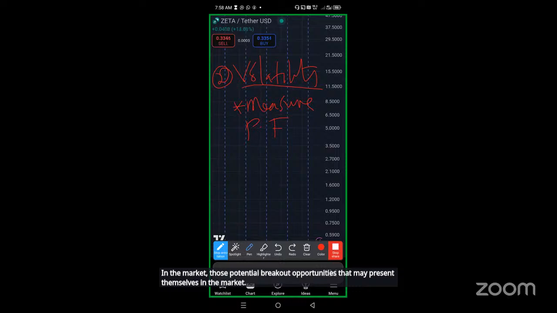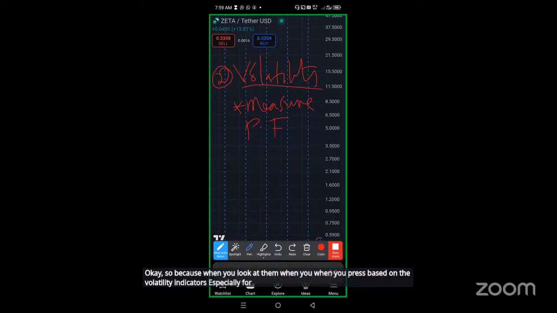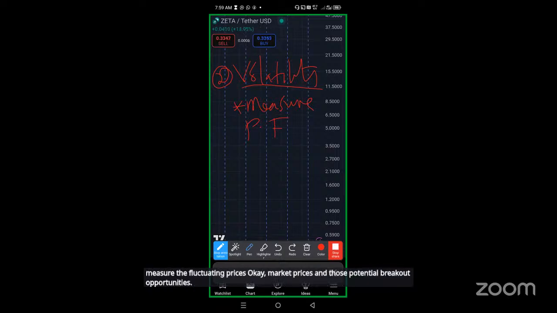Okay, so when you base on the volatility indicators, especially for those specific examples that we're going to look at, by incorporating them in the chart, trust me, you are able to tell at what position the price is most likely going to reverse. And if there is also a potential breakout, you are able to tell using the volatility indicator. So in simple terms, it will help you measure the fluctuation of market prices, and those potential breakout opportunities.